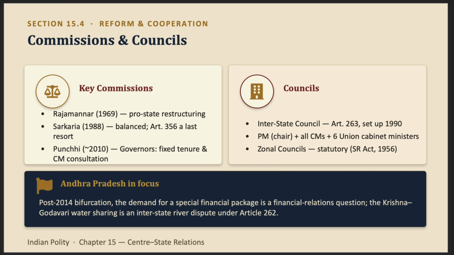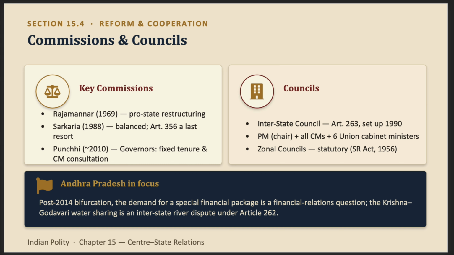Sure. Consider the state of Andhra Pradesh post its bifurcation in 2014. They have relentlessly demanded a special category status from the center to boost their economy. Under our framework, you immediately classify that as a financial relations dispute, rooted in the mechanisms of grants and aid and resource devolution. Meanwhile, Andhra Pradesh also has a long-standing, intense dispute with neighboring Telangana over the sharing of the Krishna and Godavari river waters. And that is an administrative relations dispute, managed under the tribunal mechanisms of Article 262.